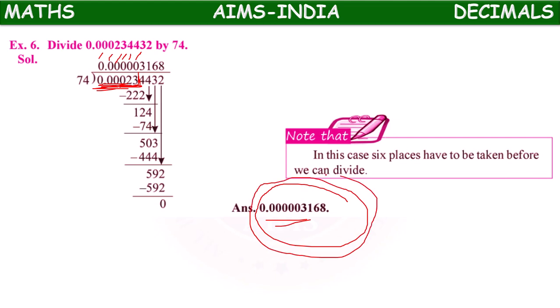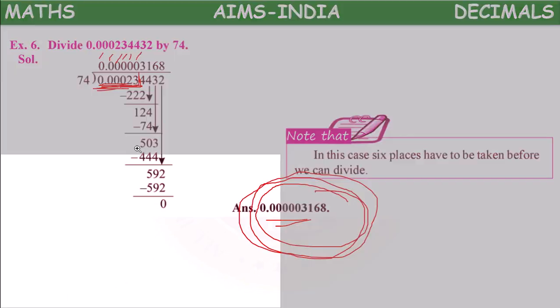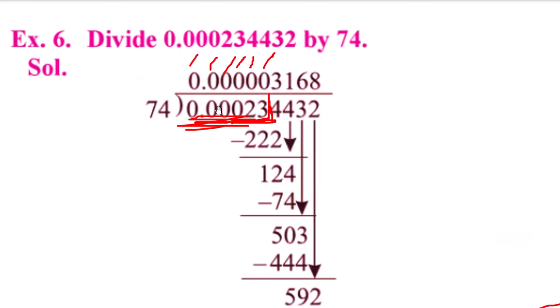But while solving these kinds of problems, you should be careful in the placement of zeros in the quotient, because up to what number it is not divisible, up to that you have to put all zeros in the quotient. Otherwise your answer will be wrong.